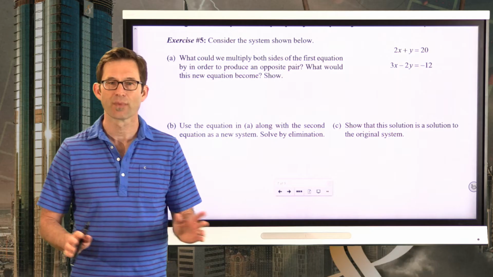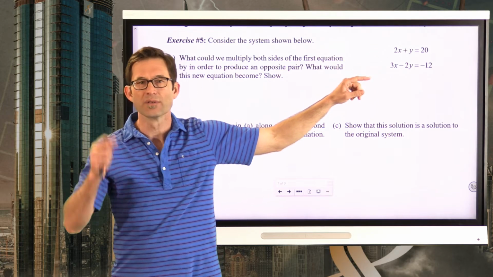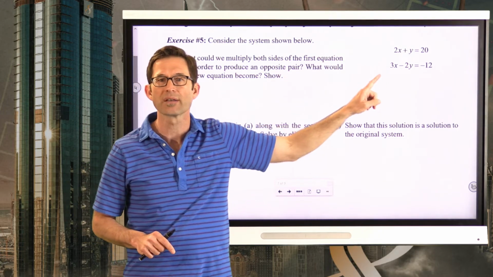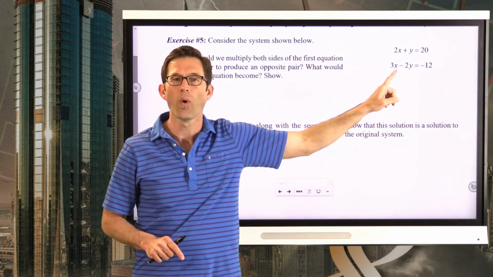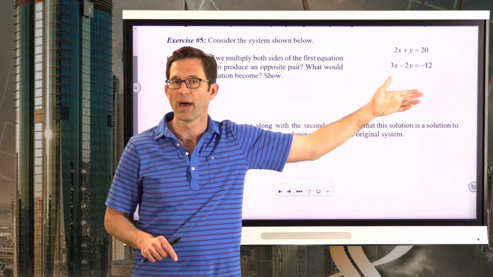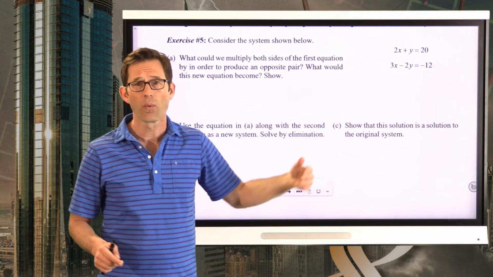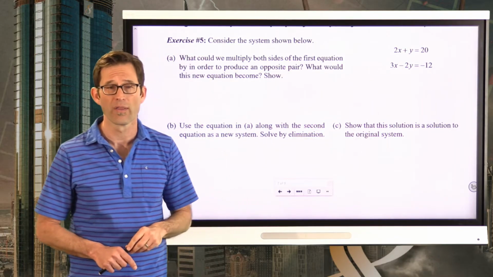Again, if I were to just add these right now, let's mentally do this. I'd have 2x plus 3x, and that would be 5x. I'd have y plus negative 2y, and that would be negative 1y. And then I'd have 20 plus negative 12, and that would be positive 8. Either way, I'd have 5x minus y equals 8, and I wouldn't have eliminated one of the variables.